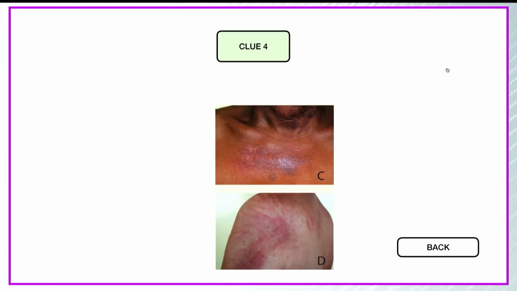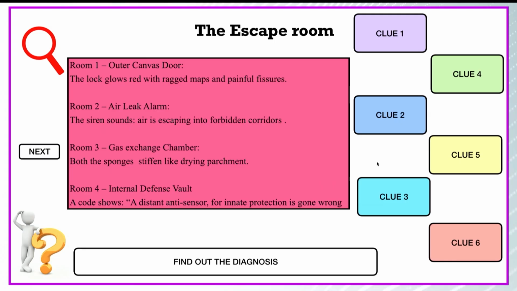Next clue. Clue number? Now you can choose 2 more clues. You're not going to lose anything now. 4. Back. Next clue. Clue 2.